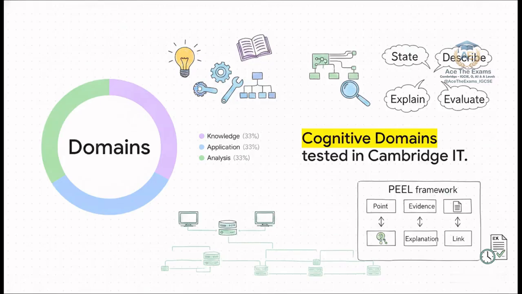They structure their answers using the PEL framework. That stands for point, evidence, explanation, and link. Let's break that down. If you make a point about a client-server architecture, you then have to provide evidence directly from the exam scenario. Next, you explain exactly how the protocols manage data collisions within that setup. And finally, you link it all back to the business's core problem.